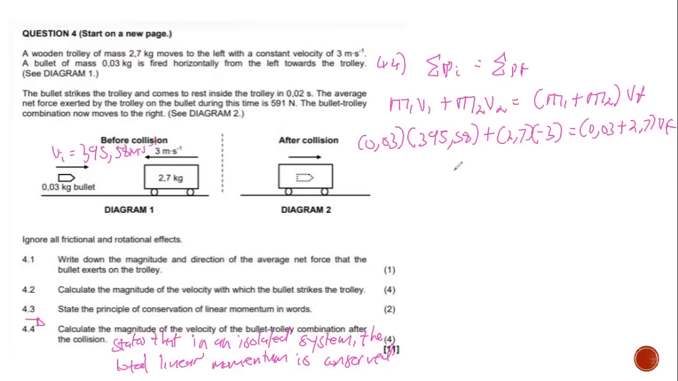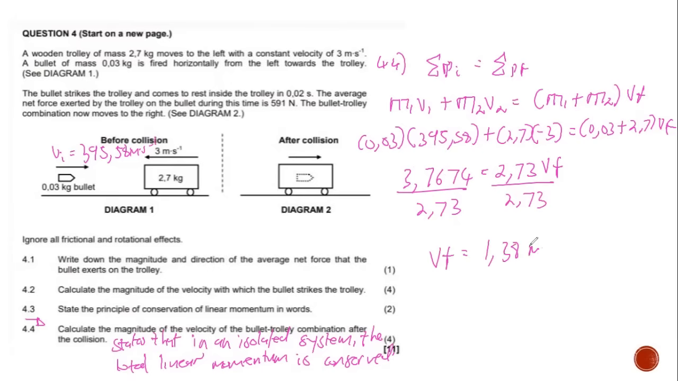Now we can have all that punched into our calculator. Then this is going to give us 3.7674 is equal to, adding these ones, that's 2.73, and then vf. Dividing both sides by 2.73, then our vf is supposed to be what? That divided by 2.73 is going to give us 1.38 meters per second.